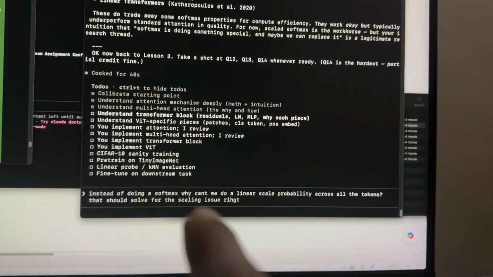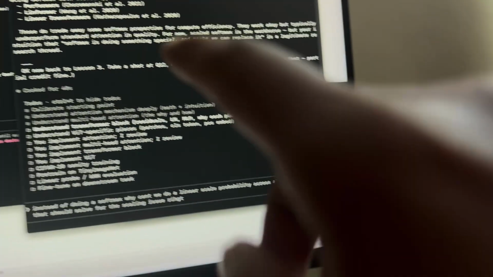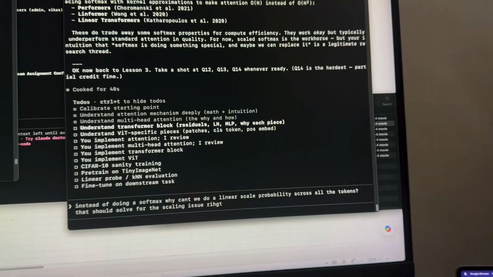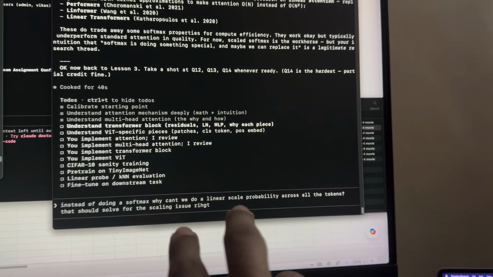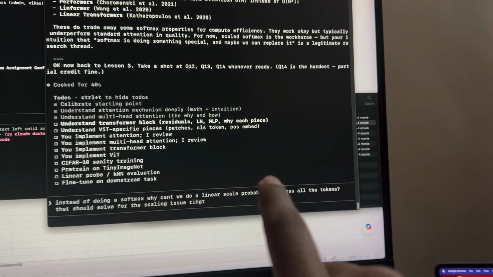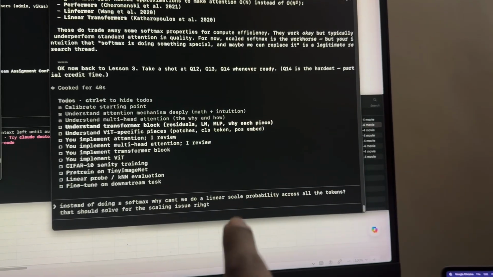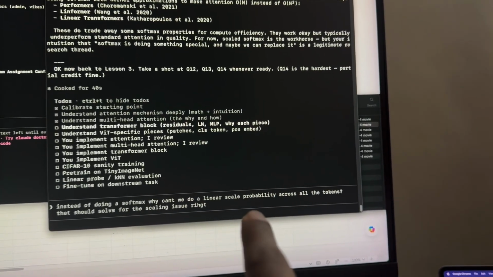So on the left hand side, I have Claude Code open, and my setup is very simple. Read something here. If you don't understand, go back to Claude Code and then basically ask questions. So here, one of the key things that I'm basically wondering about is, can you actually just replace softmax in attention with a linear scale of probability?